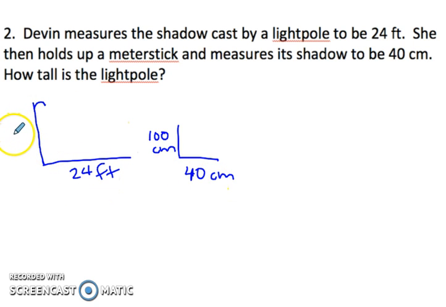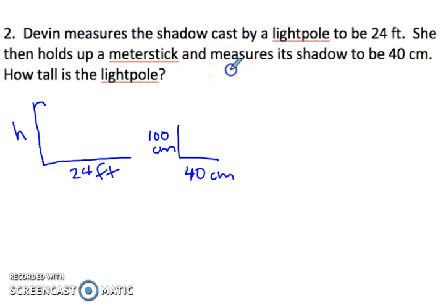We're trying to find out how tall the light pole is. I'll go ahead and call this h again for the height. Set up a proportion. There are multiple proportions you could use. You could do h over 100 equals 24 over 40. You could do h over 24 equals 100 over 40. You could do 40 over 100 equals 24 over h. There are a lot of correct ones, as long as when you cross multiply you get the same thing, you should be good.